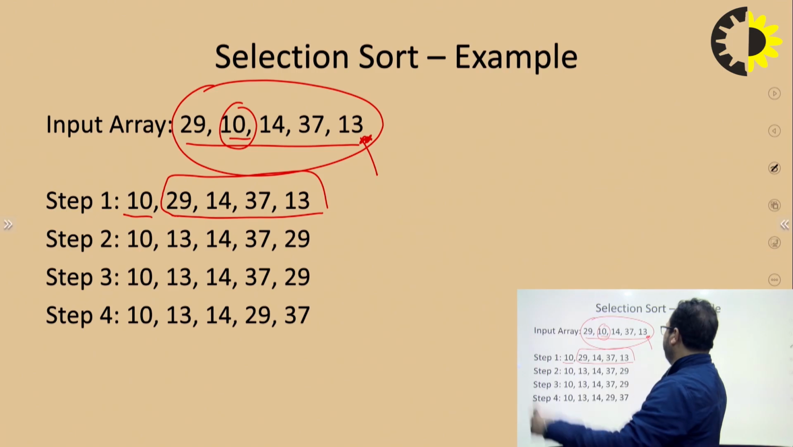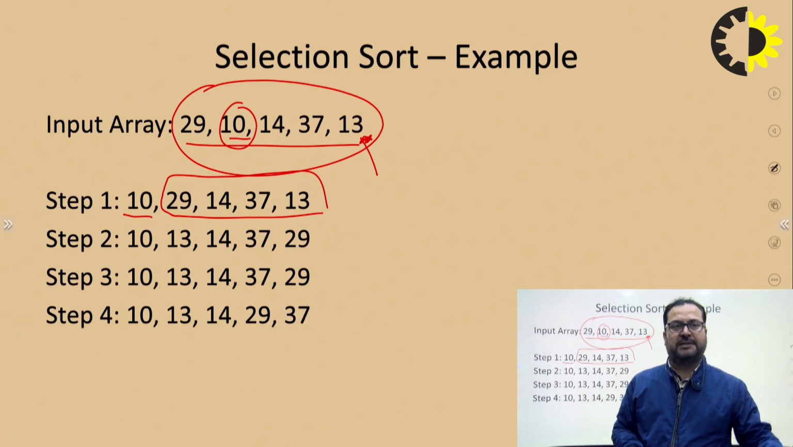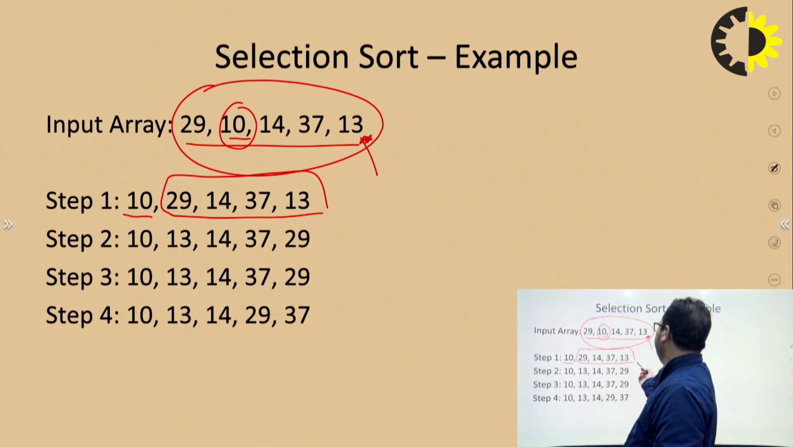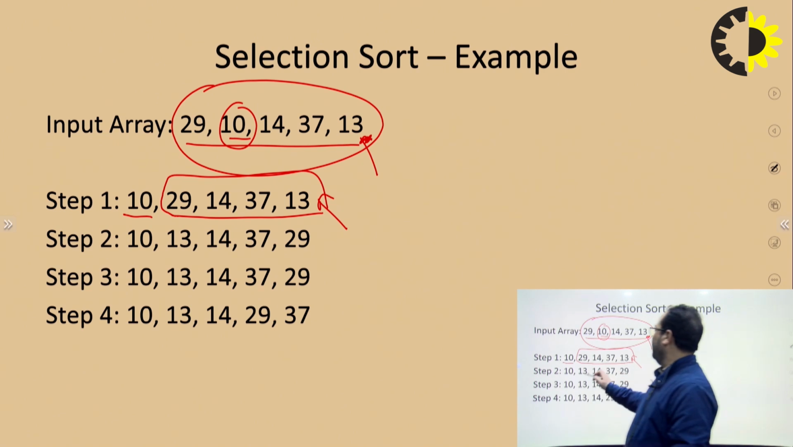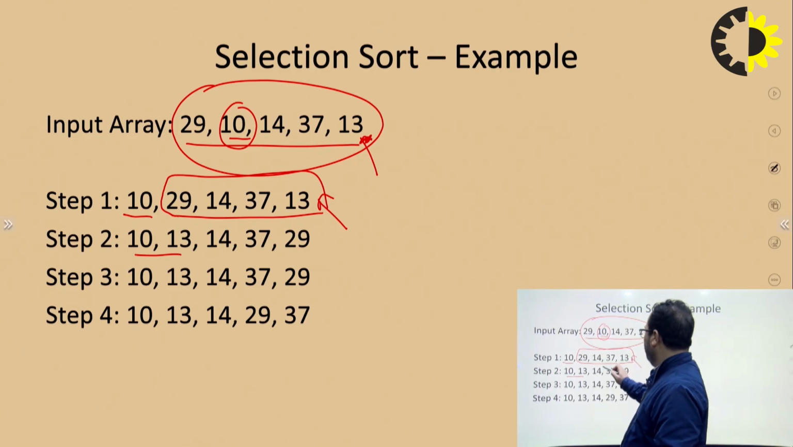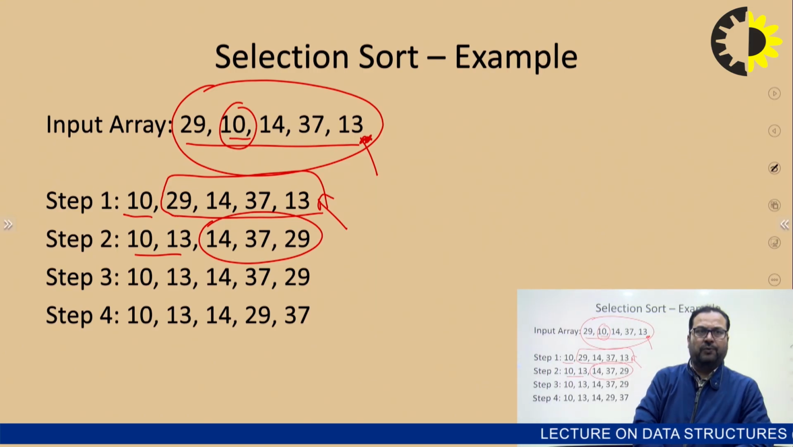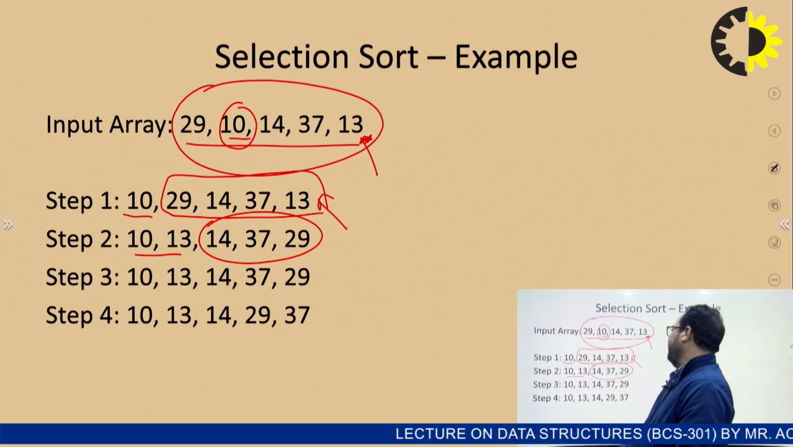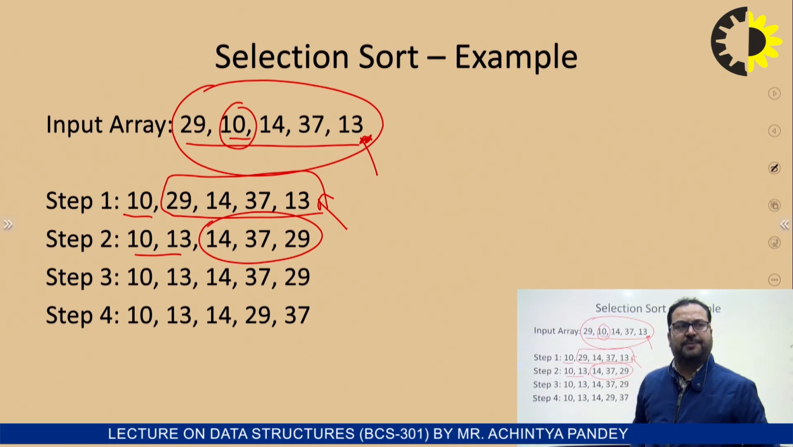In the next pass, in the next step, we would have n minus 1 elements which have not been sorted. Out of these n minus 1 elements, the minimum is now 13. So this minimum element must be swapped with the first element of this new list. So 13 comes here, and this 29 will be swapped with this position. After step 2, the list will be reduced by 2, so we will have n minus 2 elements. In n minus 2, again we find the minimum, and here the minimum is 14. So it will go at this position, and so on.